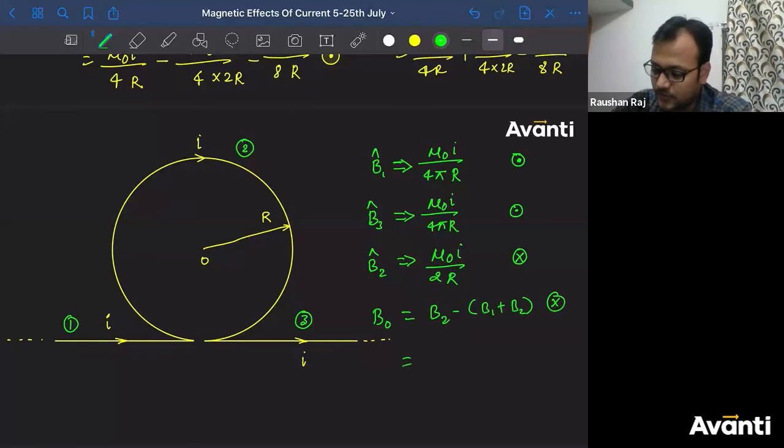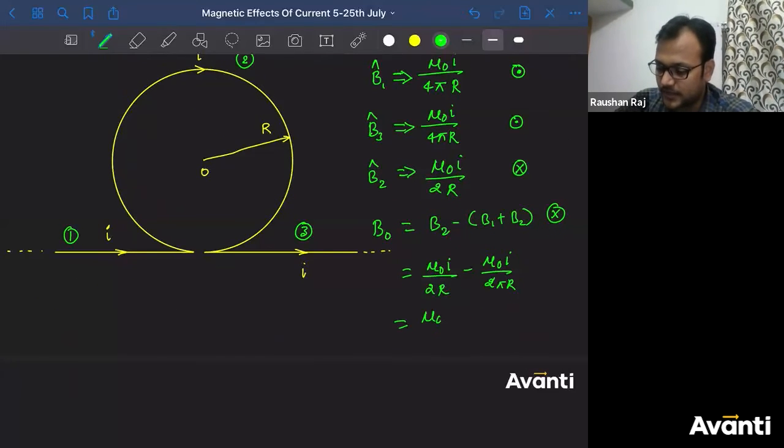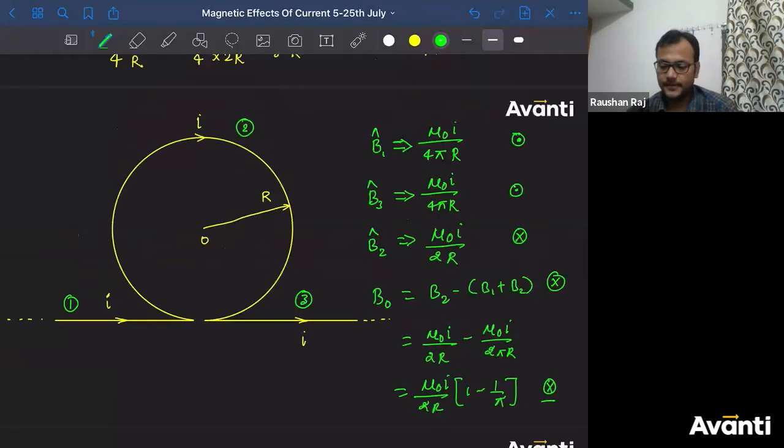Theek hai bachcha log, so you will get mu naught I by 2R minus mu naught I by 2 pi R. So the final answer will be mu naught I by 2R into 1 minus 1 by pi, and the direction will be into the plane. Guys, click yes if you have understood this. Bachcha log, click yes if you have understood this. Ajay, we did the same thing, for semi-infinite we do the same, right bachcha.